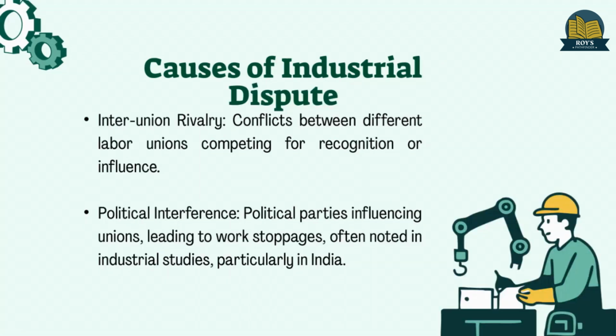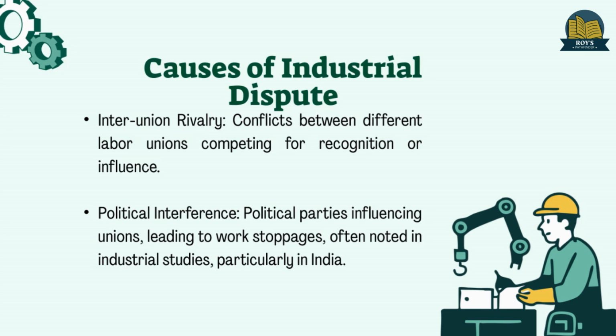Let's take a closer look at some of the main causes behind industrial disputes. One significant factor is inter-union rivalry. This happens when different labor unions compete for recognition or influence within a workplace or industry. Such conflicts can lead to tensions and disruptions, making it harder to maintain smooth industrial relations.